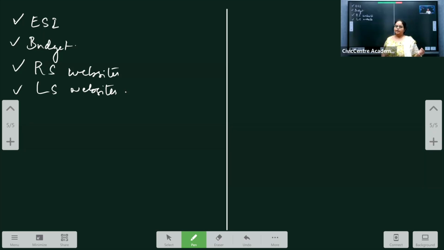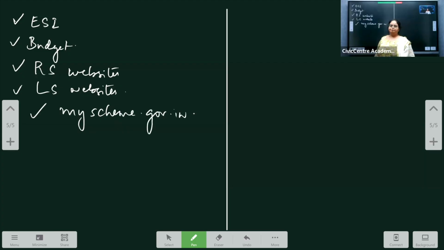Anything with .gov.in will become the primary source, like myscheme.gov for schemes. Yes. Any other doubts regarding how to data mine or how to select a topic, or are there any questions till now? Kishore, clear? No. Okay.